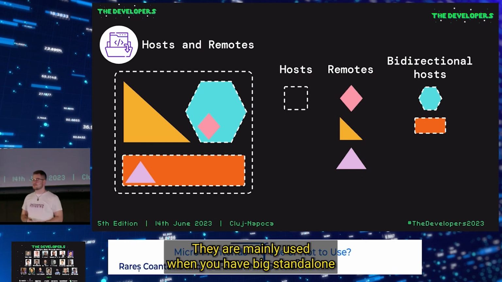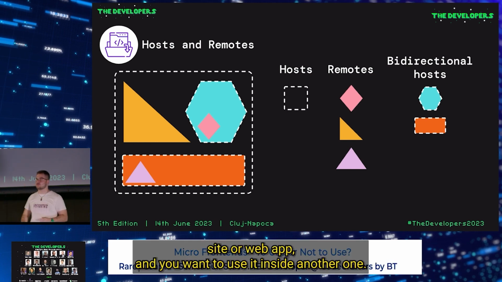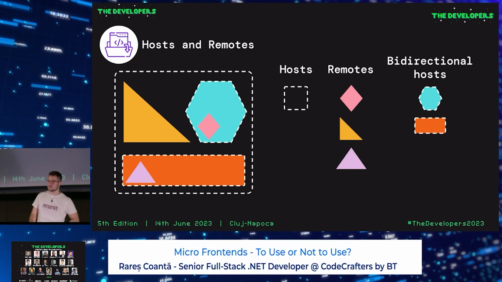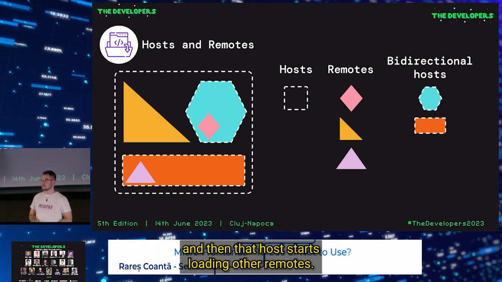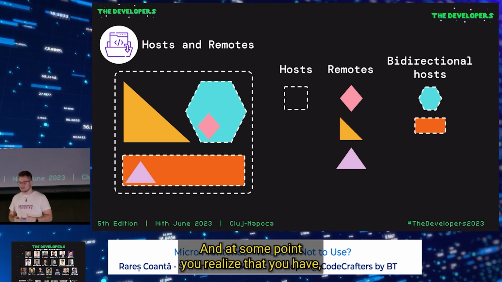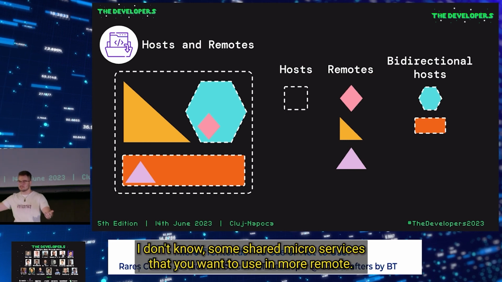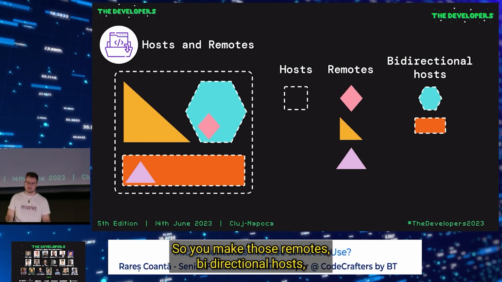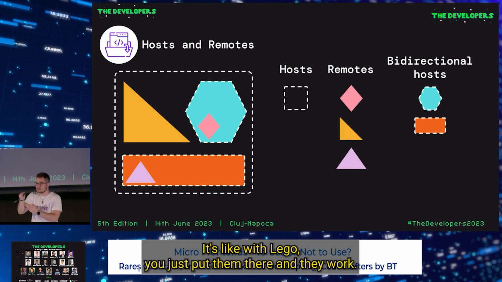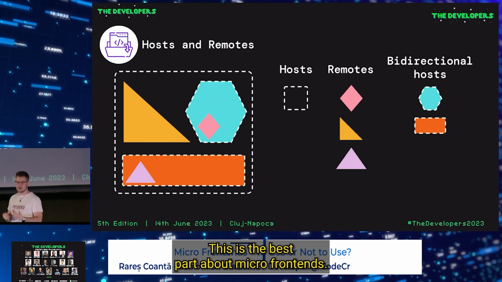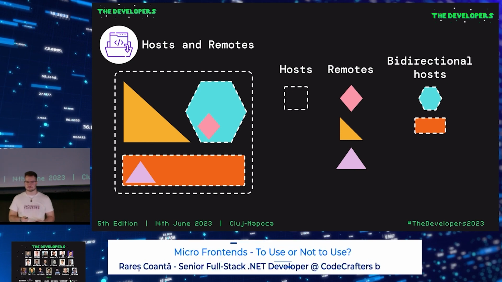They are mainly used when you have a big standalone site or web app and you want to use it inside another one. So you have your big landing page, which is usually your host, and then that host starts loading other remotes, and at some point you realize that you have, I don't know, some shared microservices that you want to use in more remotes, so you make those remotes bidirectional hosts, and then you just put the remotes there. It's very nice. It's like with Lego. You just put them there and they work. That's the best part about micro frontends.